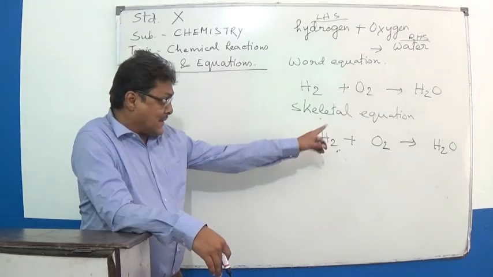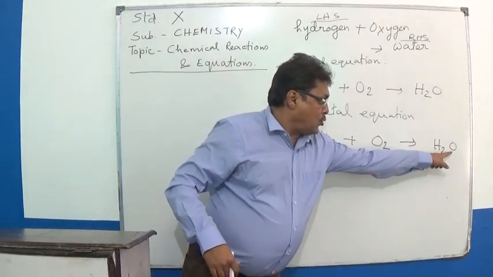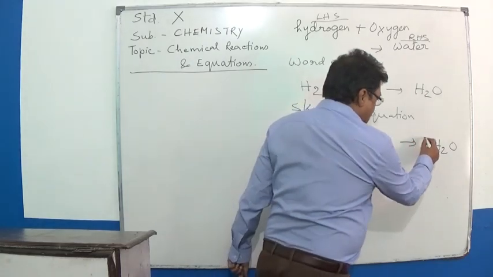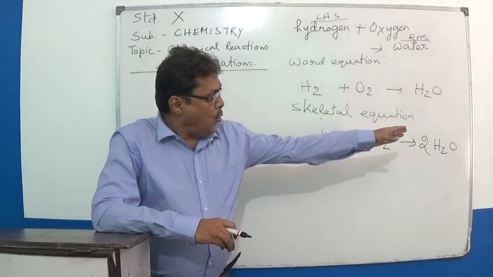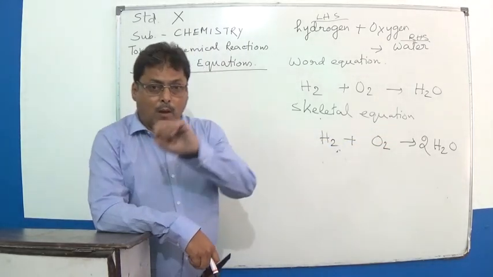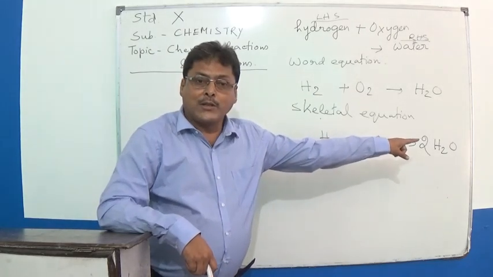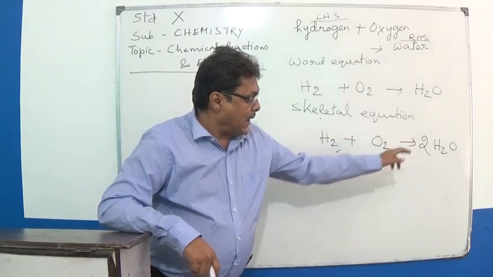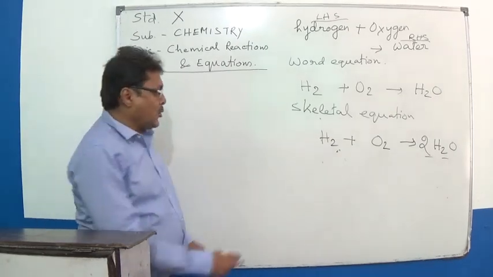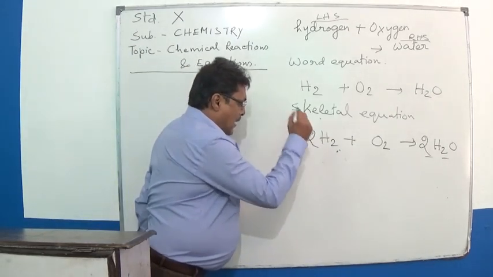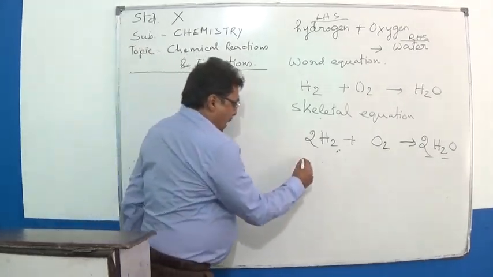So we must balance this equation. How to balance? We have to make two oxygen on this side. So we must have two molecules of water. Then we have two oxygen on both sides. The problem is that now there are four hydrogen atoms on the product side, so we must balance the reactant side by giving two molecules of hydrogen. Now this is the balanced equation.